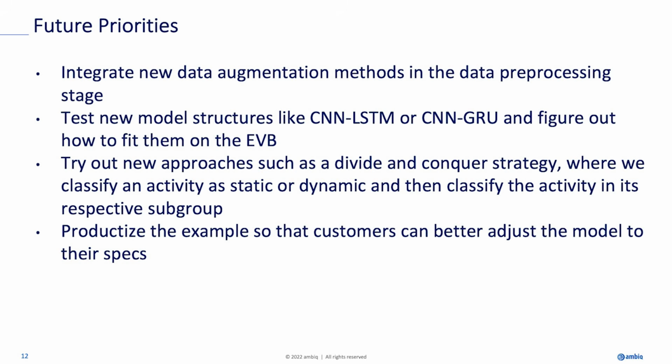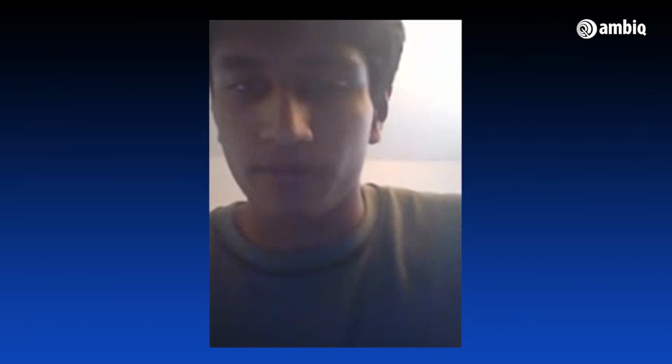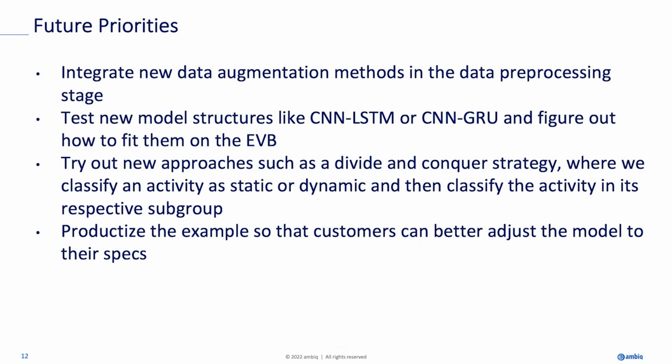There are other approaches we can try in our classification. One is a divide and conquer strategy, where we classify an activity as either static, meaning there's no movement like sitting or standing, or dynamic, which involves walking, jogging, and going up the stairs, basically any activity that has movement. You classify into one of those subgroups, and then within each subgroup there's its own model that classifies within that subgroup. So it splits everything up, and it's not five activities in one go. And finally, we want to productize the example so the customer can better adjust the model to their own specs.